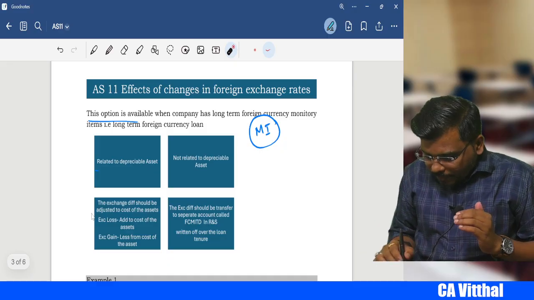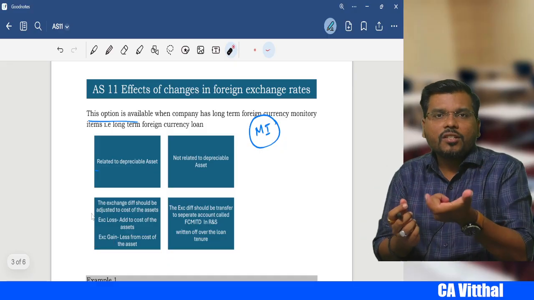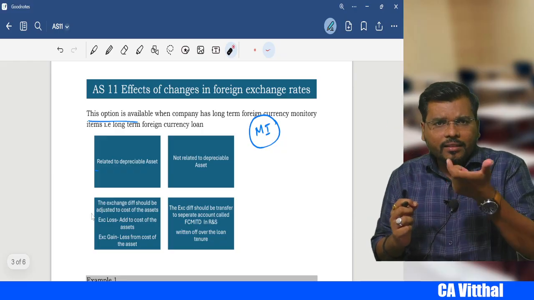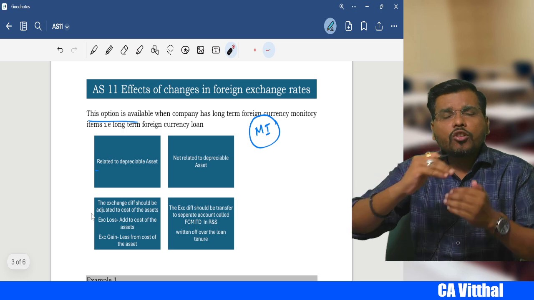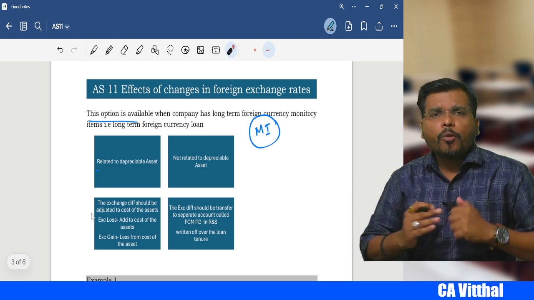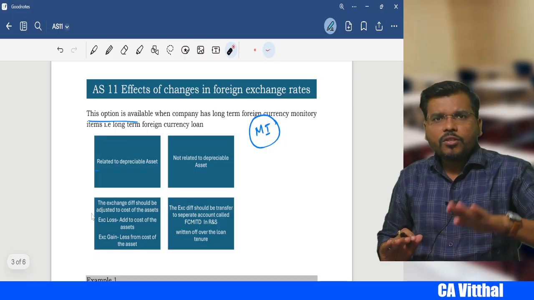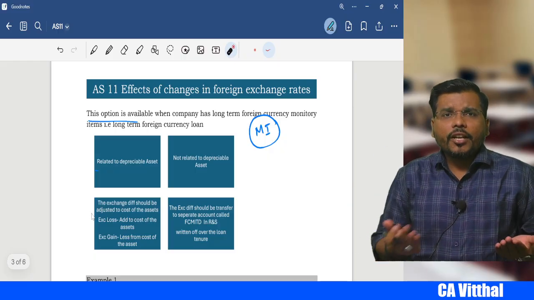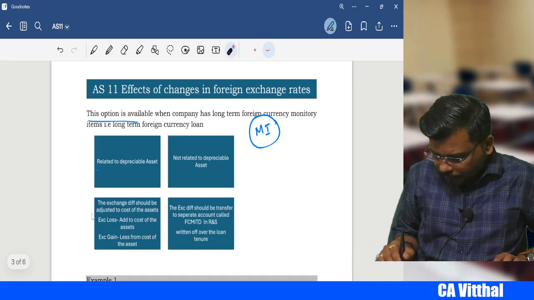Or if there is an exchange gain, right? When you measure at the balance sheet date and that loan is there, that loan you are going to measure at the balance sheet date, and there is an exchange loss. So add that loss, instead of transferring the loss to profit and loss account, add the loss to the cost of the asset, and then you charge the depreciation. Or if there is a gain, exchange gain, then subtract the exchange gain from the cost of the asset, right?